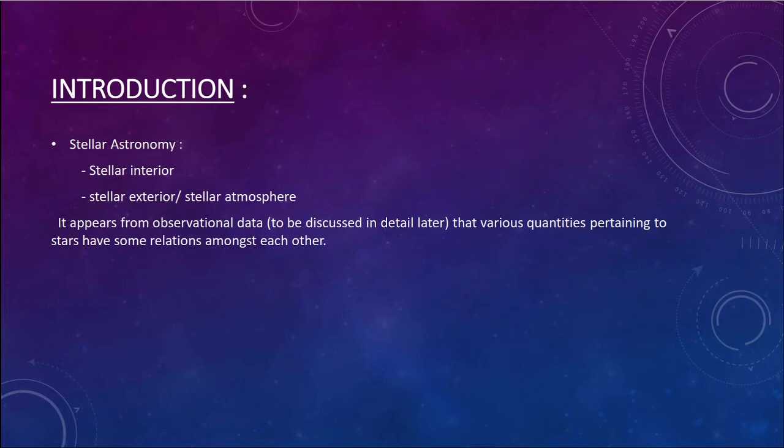It appears from observational data, which we'll discuss later, that various quantities pertaining to stars have some relations amongst each other. For example, a very massive star usually has a very high luminosity and also a higher surface temperature. So to explain such observed relations, theoretically, we have to figure out the equations which should hold inside a star and then solve them to construct the model of stellar structure.